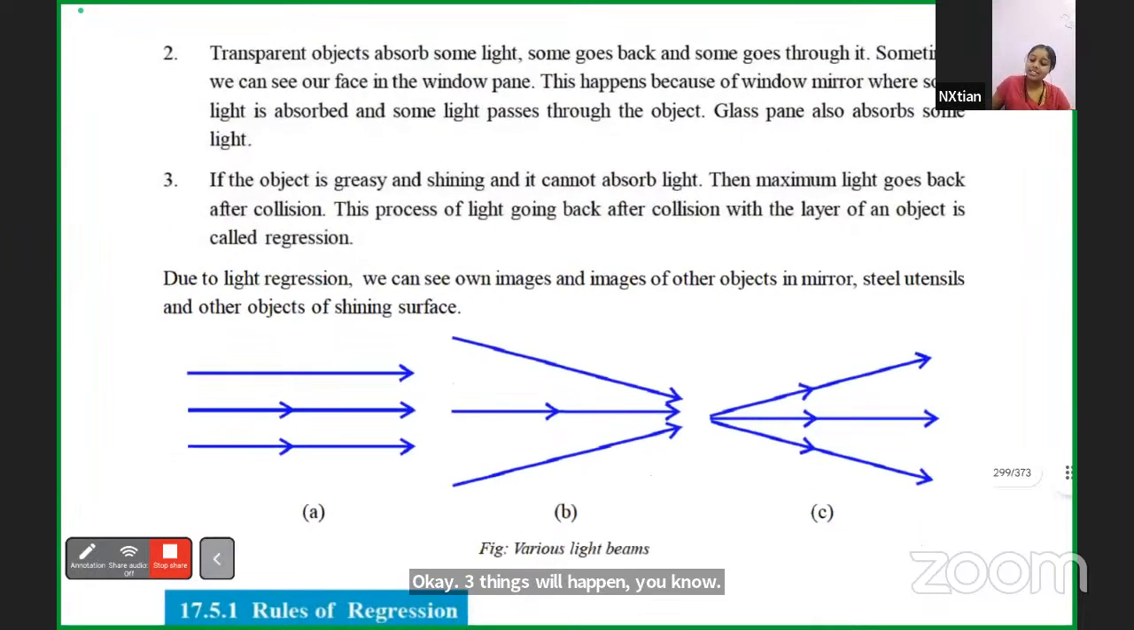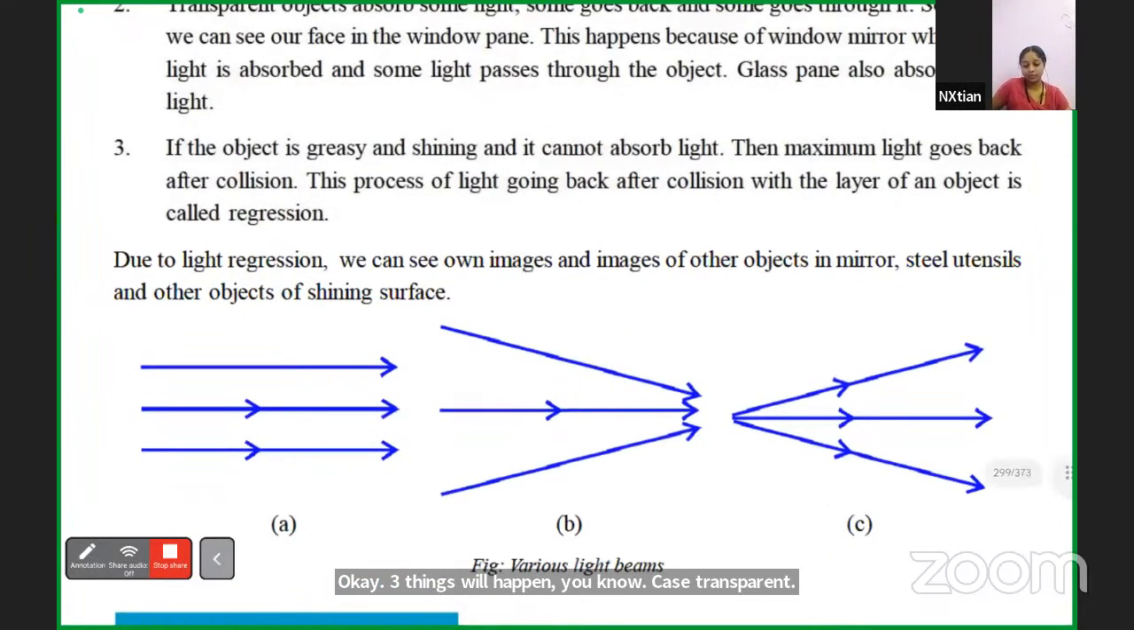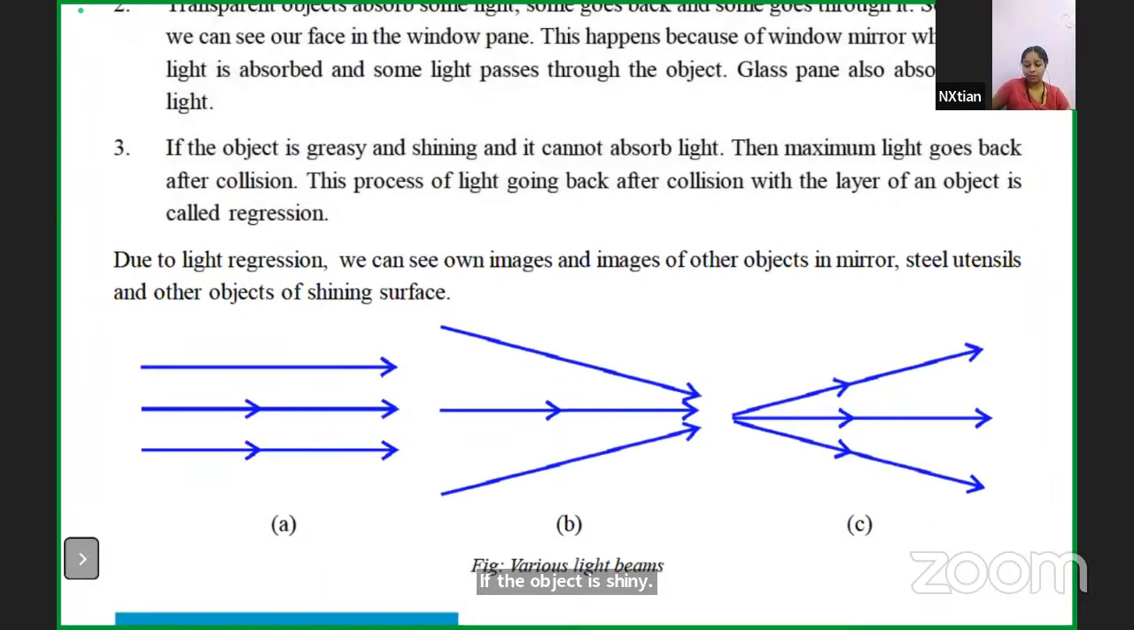If the object is greasy and shiny, it cannot absorb light. The maximum light goes back after collision. This process of light going back after collision with the surface of an object is called reflection. Due to light reflection, we can see our own images and images of other objects in a mirror, steel utensil, and other objects with a shining surface.